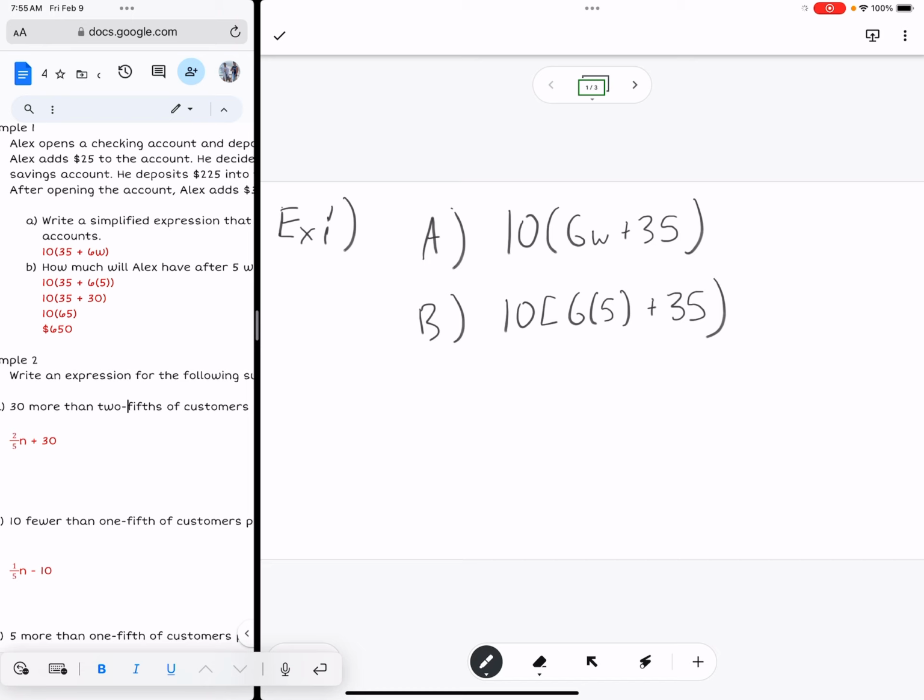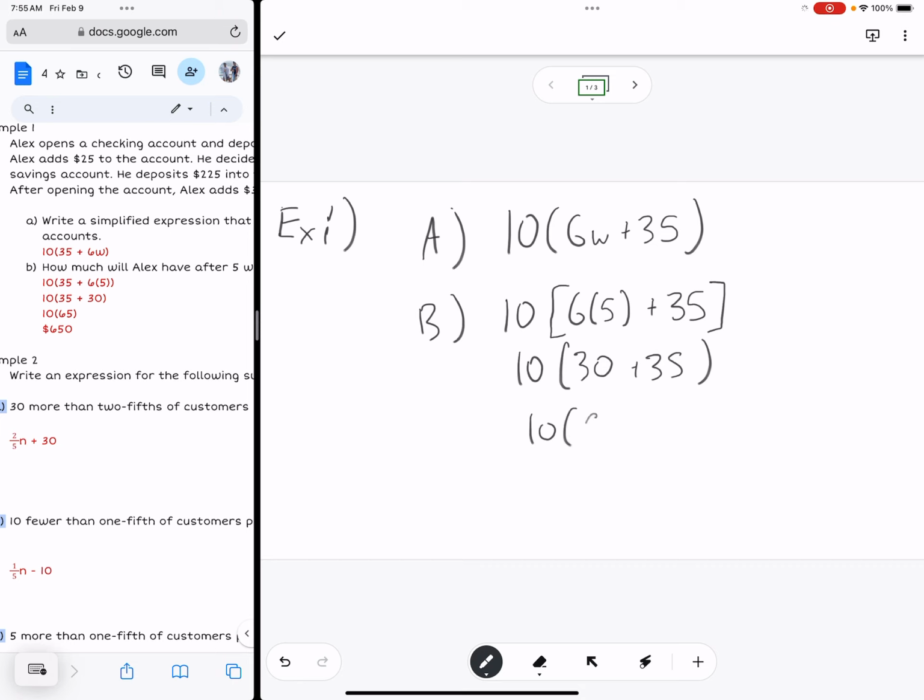There's a bracket at the end. All right, so Alex, it's not just 30. We have to actually solve for the entire expression. So just break it down. We have to use order of operations. 6 times 5 is 30, plus 35 is 65. 65 times 10 is 650.